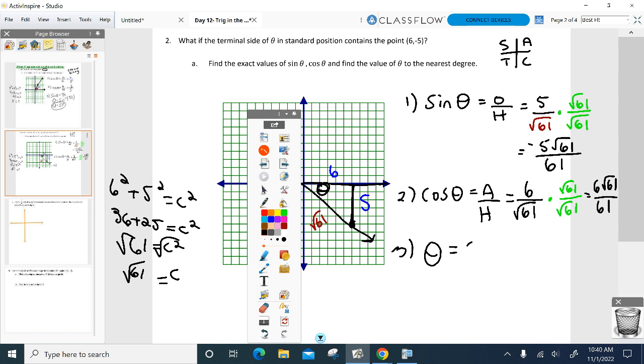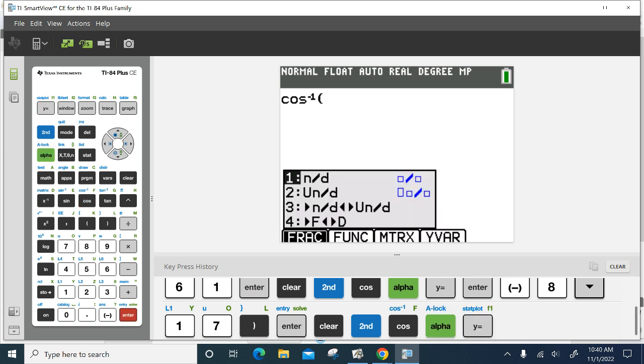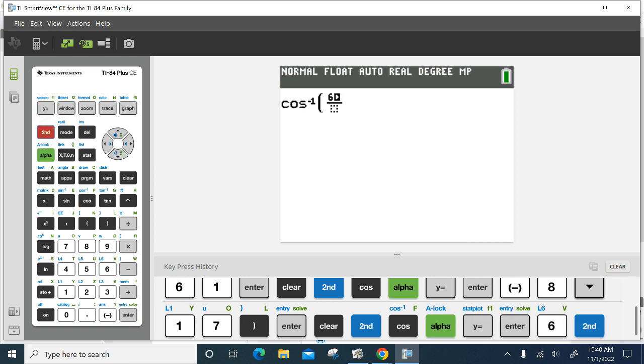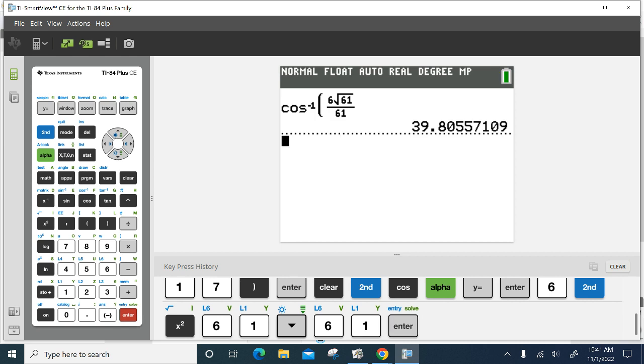So theta equals inverse cosine of 6 radical 61 over 61. And then I've got to tell you what your calculator is only able to do, unfortunately. So everyone do it with me here. Inverse cosine, fraction template, 6 square root of 61 over 61. Unfortunately, your calculator doesn't know what quadrant you're in. Okay, it does not know. So if you hit enter, it's going to return this.